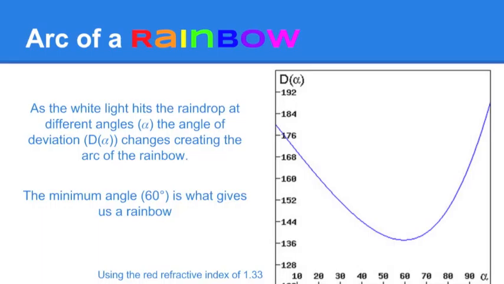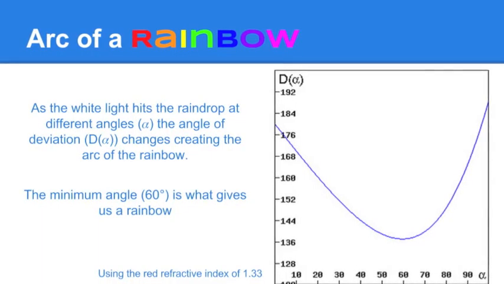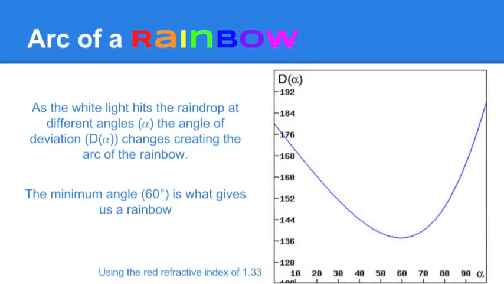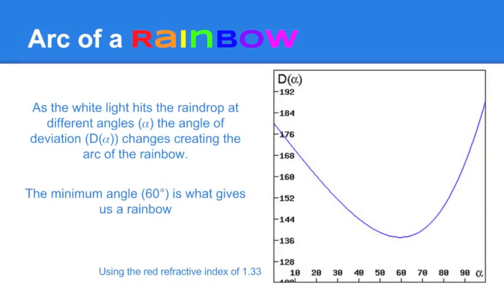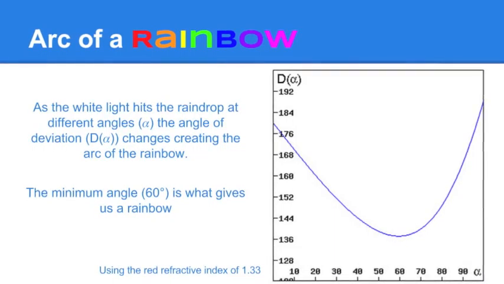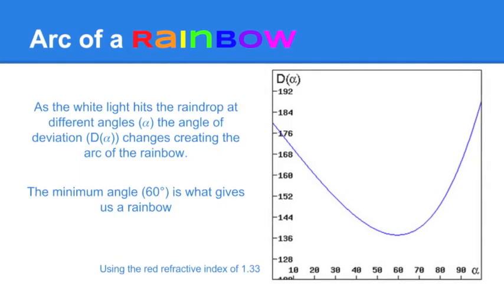As the white light hits the raindrop at different angles, the angle of deviation changes, creating the arc of the rainbow. The minimum angle is what gives us the rainbow. The chart to the right shows the different deviations based on the different angles, using the refractive index of red, which is 1.33.